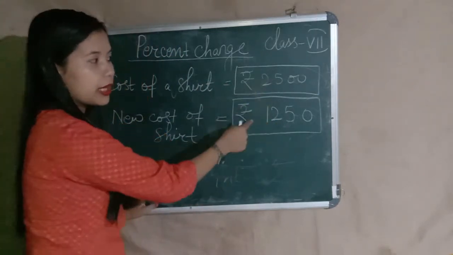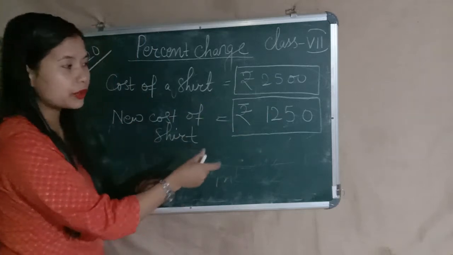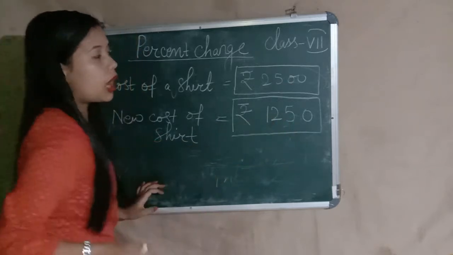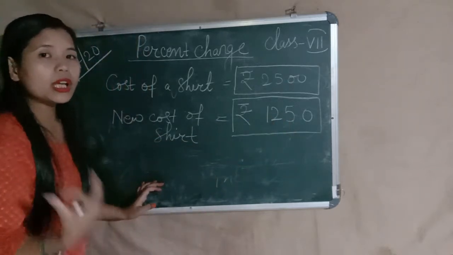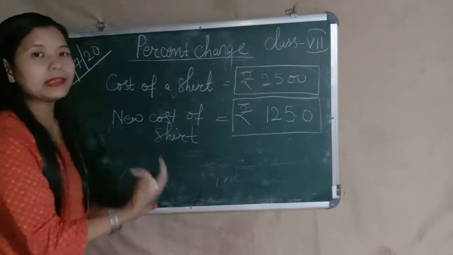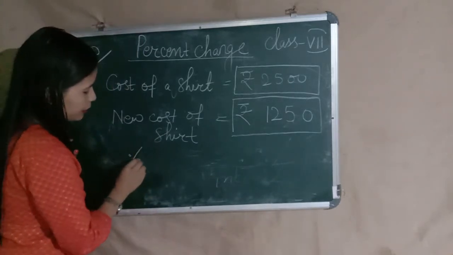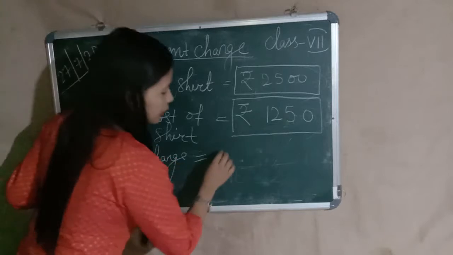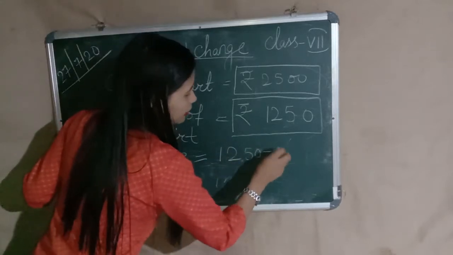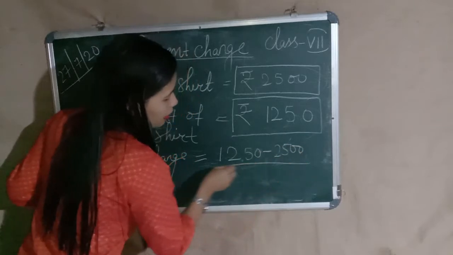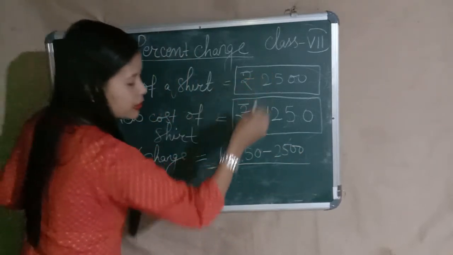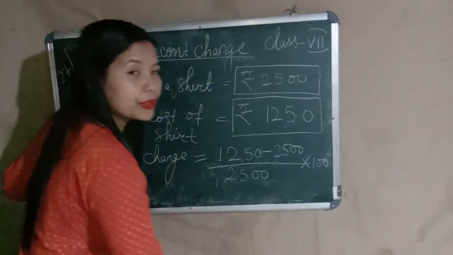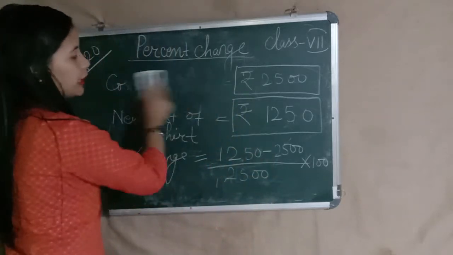So there is a change. The change here is a decrease, because the price has been decreased from 2500 to 1250. Our aim here is to find by what percent the price of the shirt has been decreased. So percent change equals new value minus the old value, that is 1250 minus 2500, by the original value 2500, into 100, since we are finding the percent change.